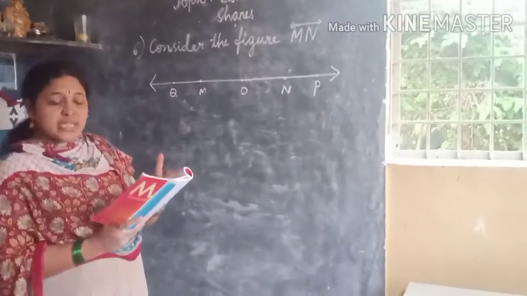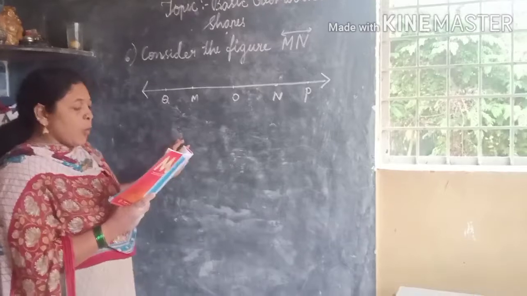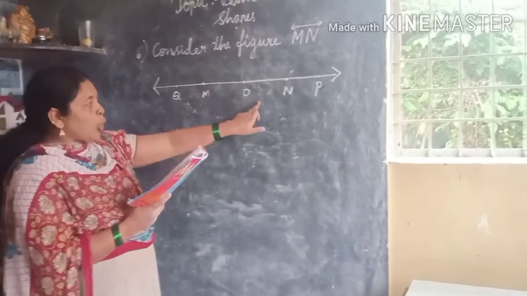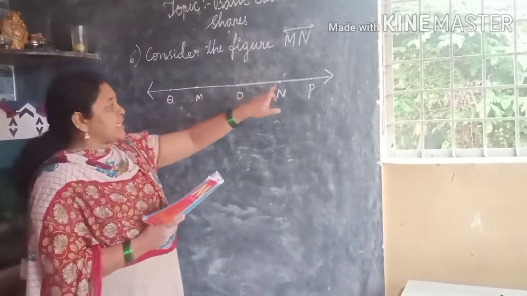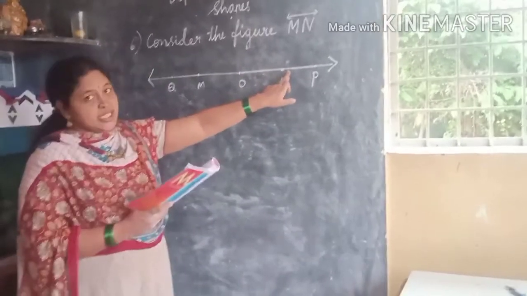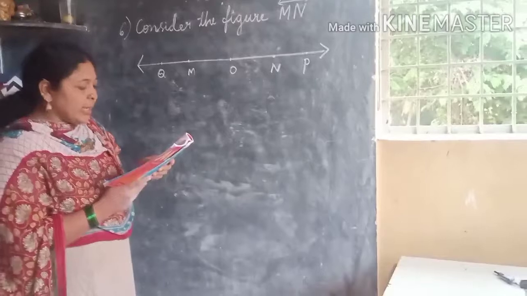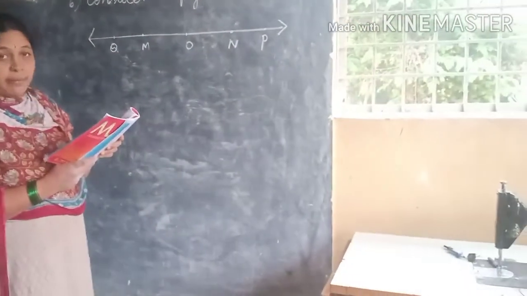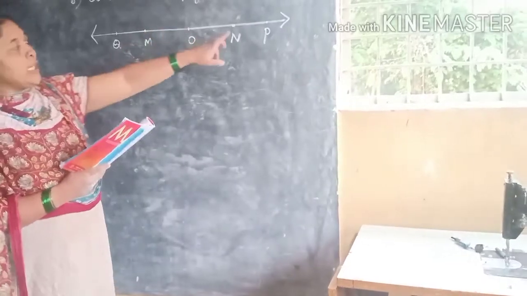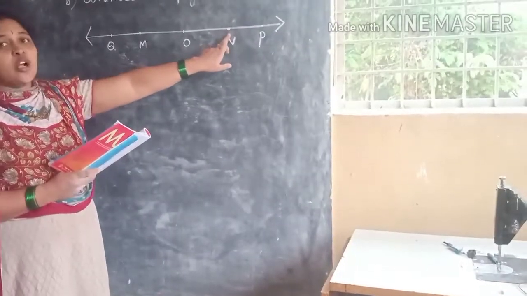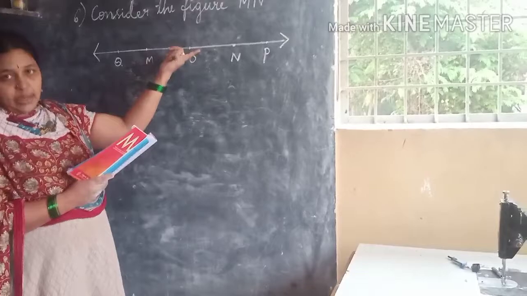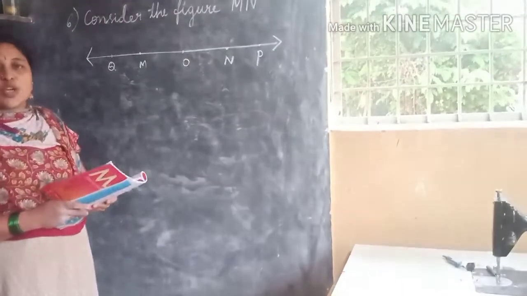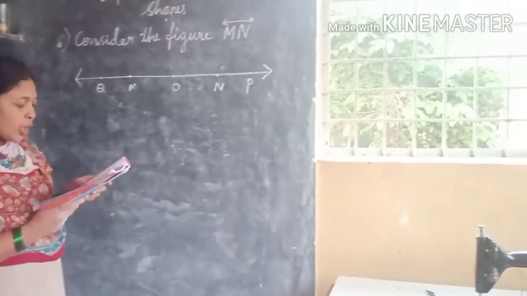Yes, so the first statement is true. M, O, N are points of the line segment MON. Can this be a single line segment? Yes, it is true. Third one, M and N are the end points of a line segment MN. Can you put them as end points? Yes, we can also consider this as one line segment, right? MN is one line segment. So again that statement is also true.